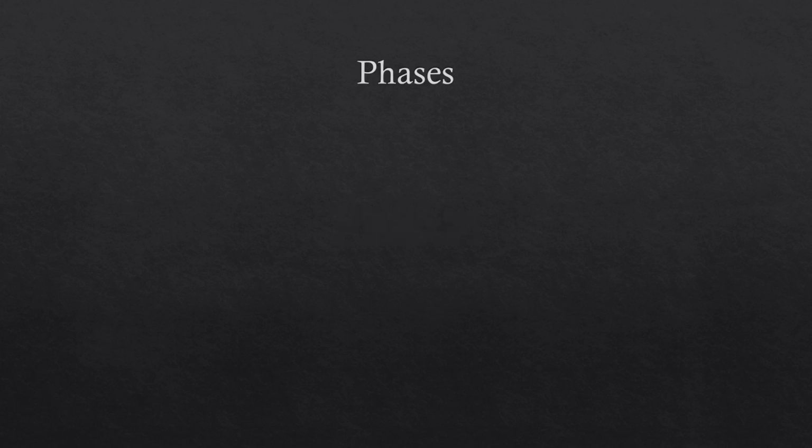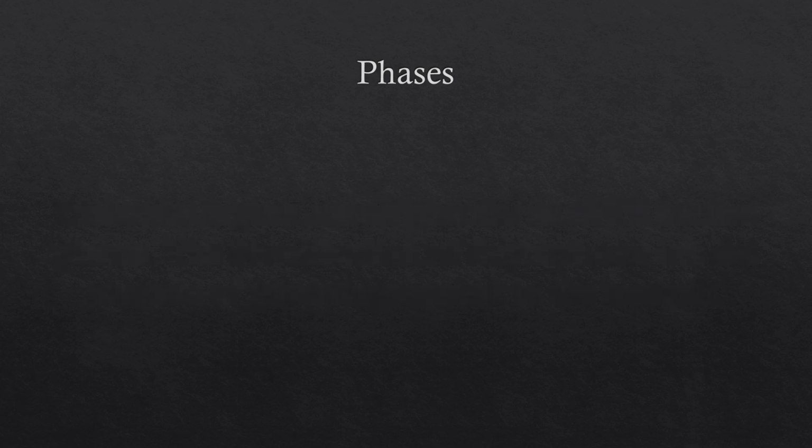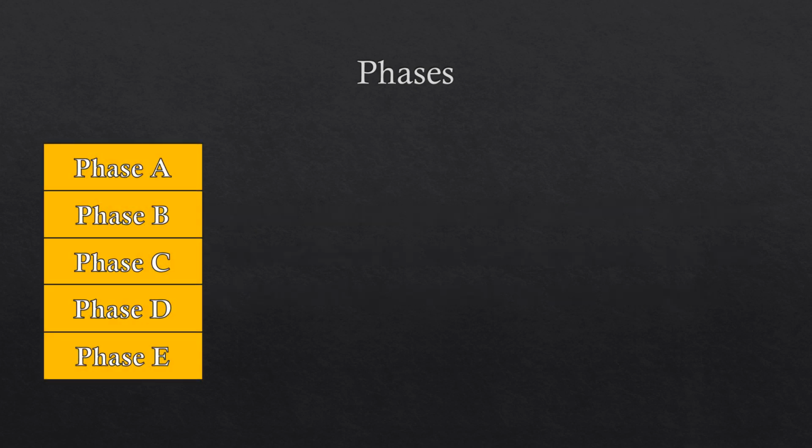We begin now with the study of market phases according to the Wyckoff methodology. The 7 logical events outlined by the Wyckoff method form 5 different market phases. The identification of these phases has the main goal of providing context for the trader. In other words, the trader who uses the Wyckoff method knows what to expect in each of the different phases, which is of great use because it narrows down the possibilities and makes the analysis more objective to a certain degree. There are 5 phases labeled from A to E in the Wyckoff method.